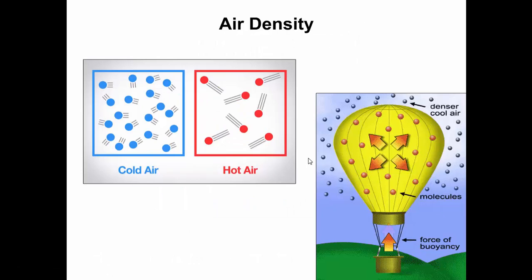Now, let's talk about air density. And we touched a little bit about this in a quick think. Cold air is more dense than hot air. And we talked about this. Because it's colder, that causes those particles to condense and get closer together. So in a given amount of space, you'll have more particles of cold air than you do of warm air.